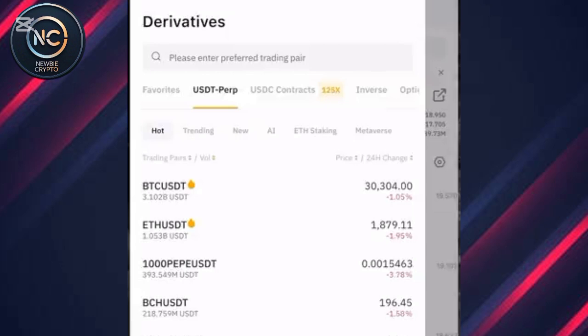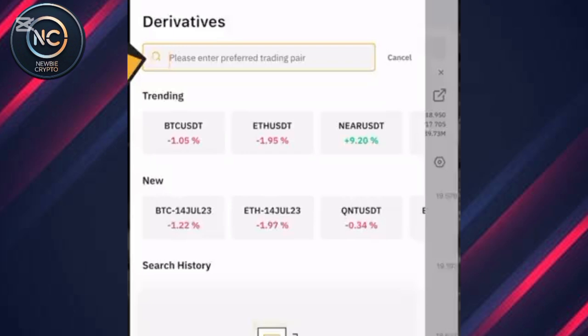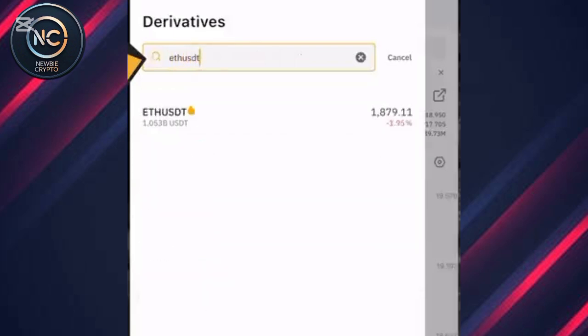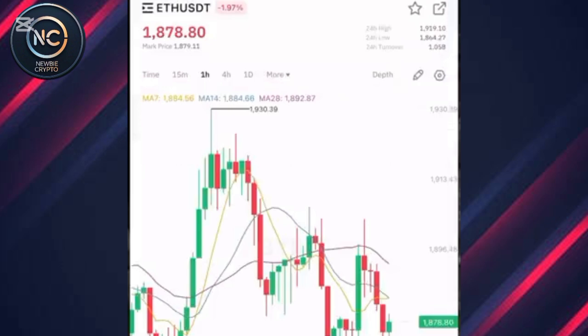So let's say for example, in this video, I want to trade ETH USDT. Then just come right here at the top of the screen and search for ETH USDT. Once you see it, you tap on it right here. And then it's going to show you the chart for the ETH USDT pair.